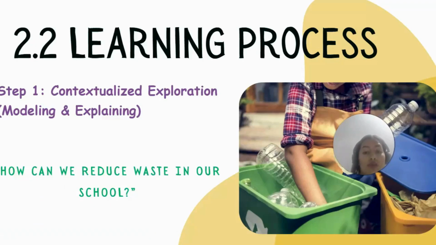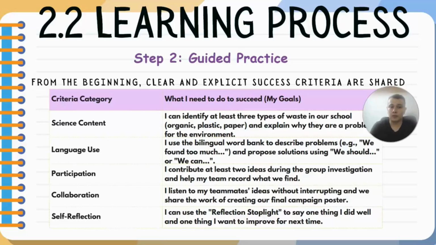At this stage, modeling is essential: the teacher shows students how to describe an environmental problem and propose solutions in English. This helps make the learning process visible, so students understand not only what to do, but also why they are doing it. Step 2, guided practice.